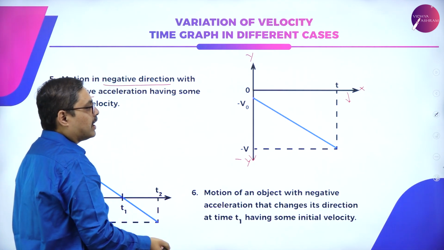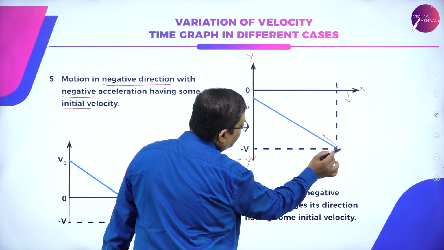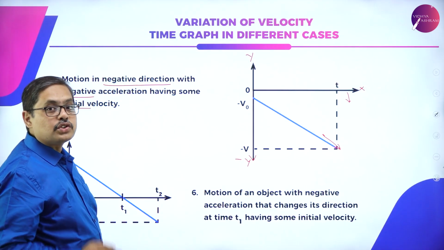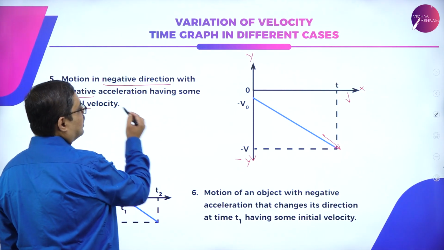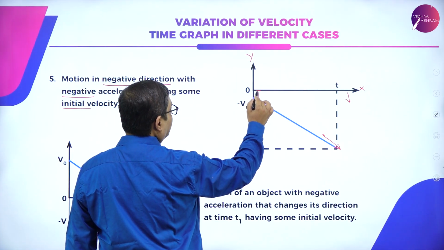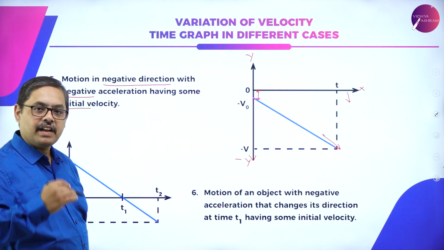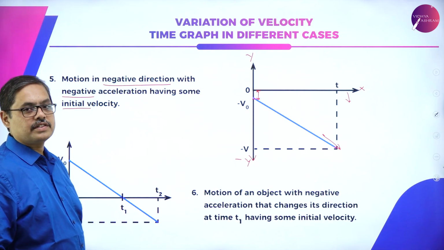Now let us observe the nature of the curve. Negative acceleration, the curve is pointing downwards. So the acceleration is negative. And it says that it has got some initial velocity. It is not starting at 0, 0. Okay. Negative direction, negative acceleration, some amount of initial velocity.